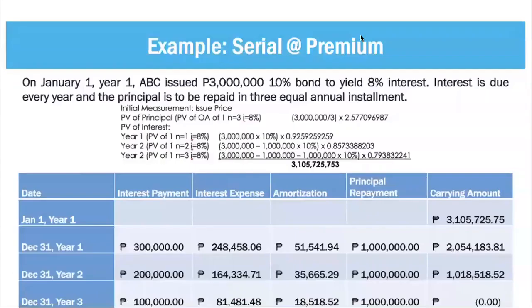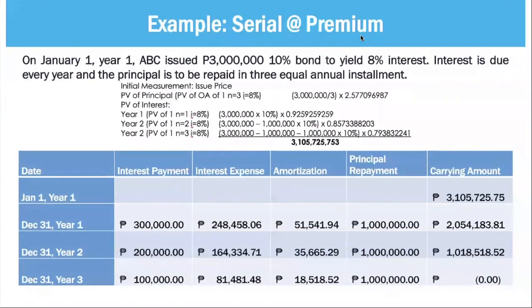Next example, serial at premium. So a while back, we have your example term at discount, term at premium. Next, we have your serial at discount. And now we have your serial at premium. So on January 1, year 1, ABC issued a 3 million, 10% bond to yield 8% interest. Interest is due every year and the principal is to be repaid in 3 equal annual installments.